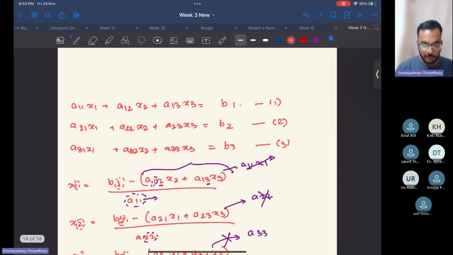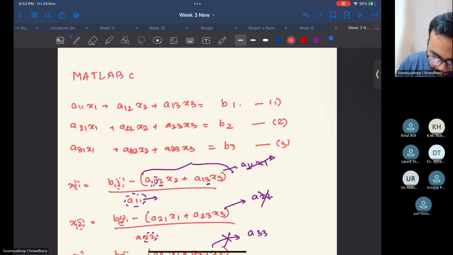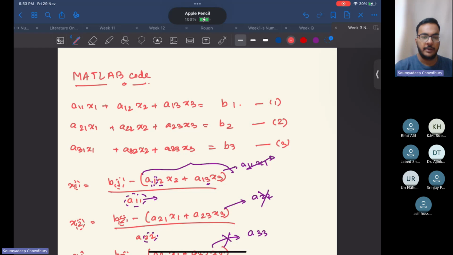Before going to the MATLAB code for the Jacobi method, we need to understand one more important thing. Is this concept clear? Any doubts? Yes, sir, clear. Clear, right? Okay.